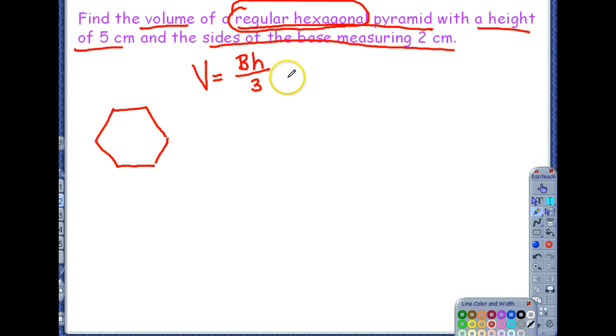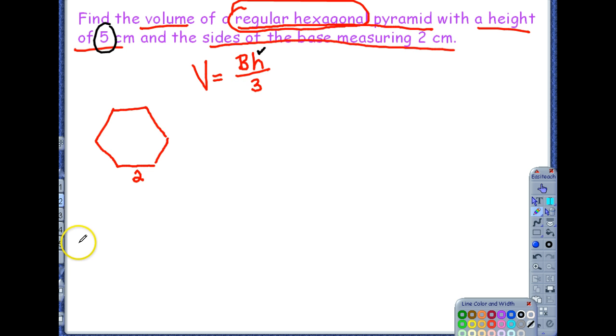Now, what's nice about this one, they tell us the sides of the base measure 2. So you could pull out the little right triangle if you wanted to, to help you find that base area. We do know one other piece of this, and I'm not going to even draw the whole pyramid in, but we do know that the height is 5. So I really already have the height too. All right. So I just need to find the area of this base.